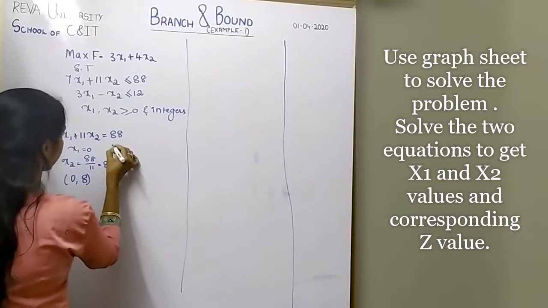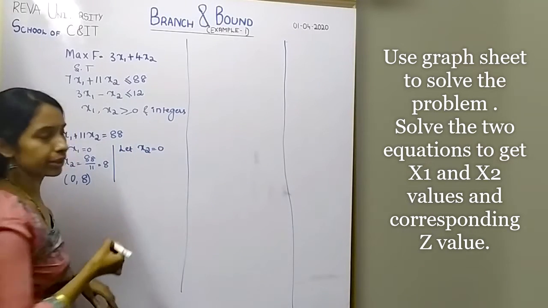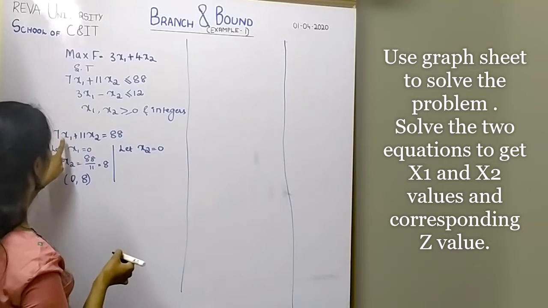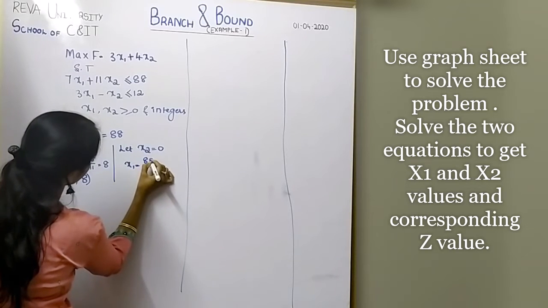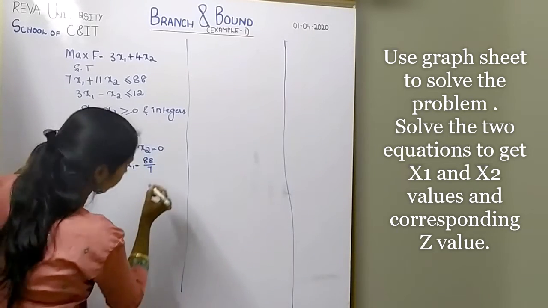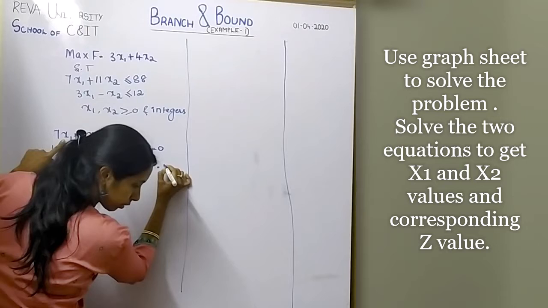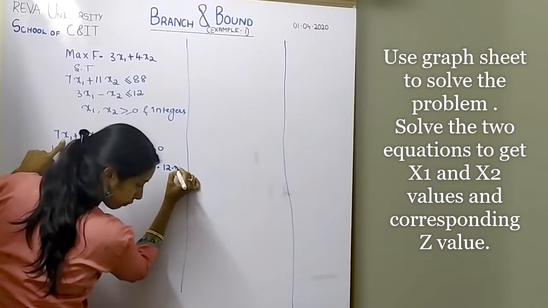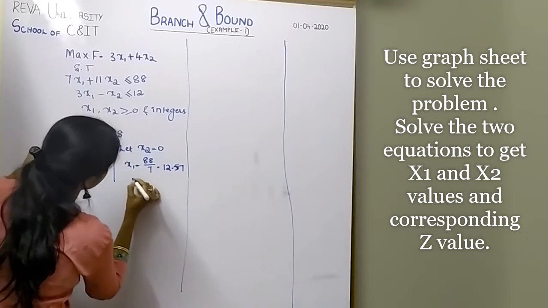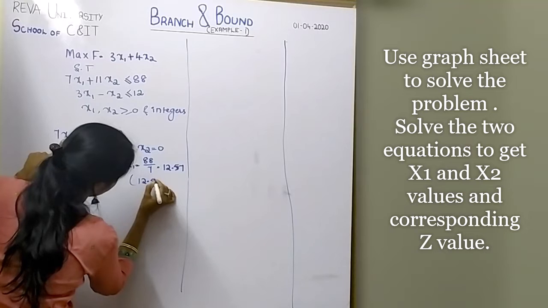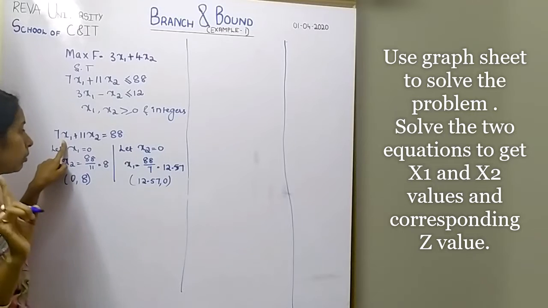Then let us consider in the same equation x2 equal to 0. If x2 is 0, what is x1? x1 is equal to 88 divided by 7, so you will get 12.57. So these are your two points: 0, 8 and 12.57, 0.